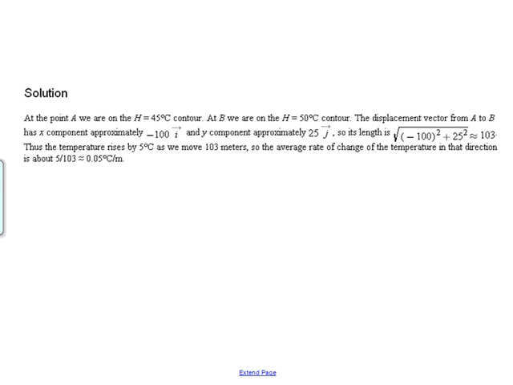So here's a solution here. If we were to go through and evaluate it, that bottom was 103. So when we divide 5 by that, it's a change of 0.05 degrees Celsius per meter. So our z value there was temperature.